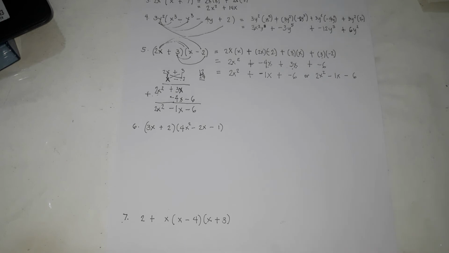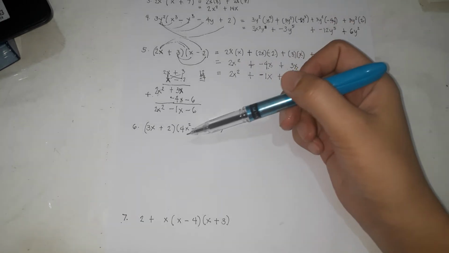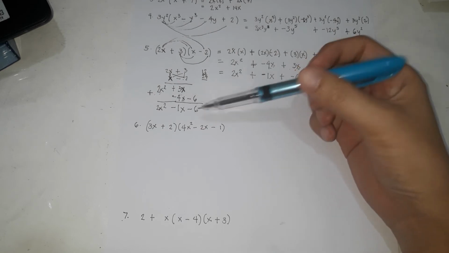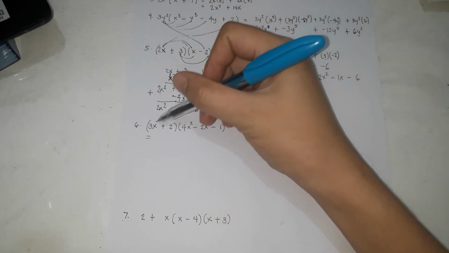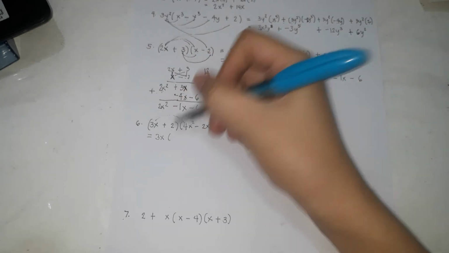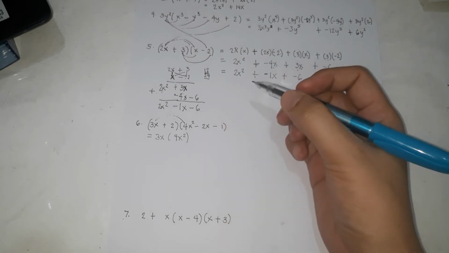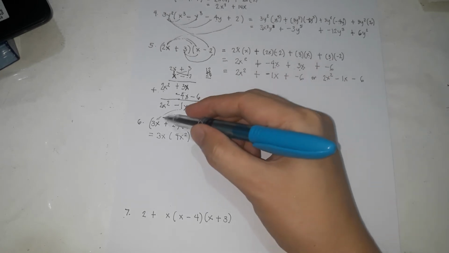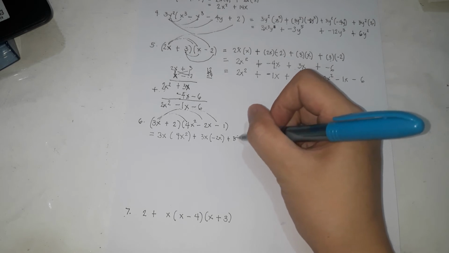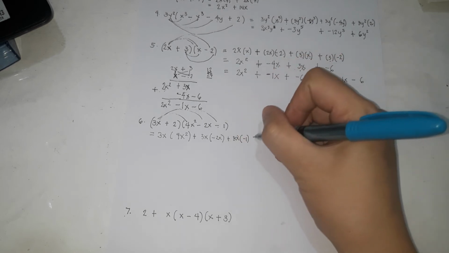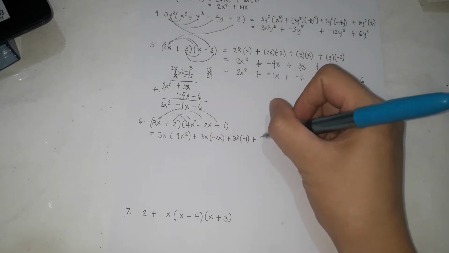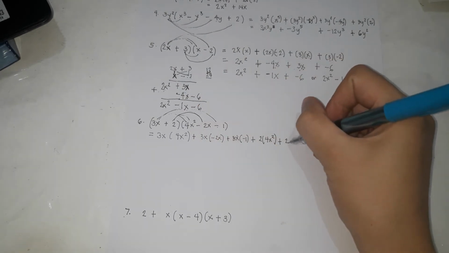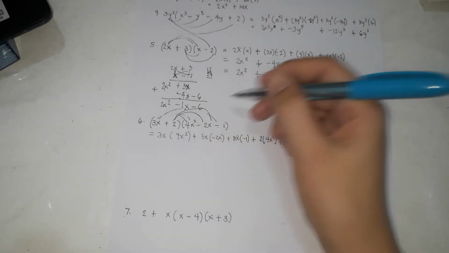Next, number 6. If this is the given, you could have this, or you could also have this one. So ang gagawin natin, we'll start with this one, distribute. So we'll distribute this first. 3x times 4x squared plus 3x times negative 2x. 3x naman dito plus 3x times negative 1, that's negative 3x. Plus, dito naman tayo sa 2. 2 times 4x squared. Plus 2 times negative 2x.